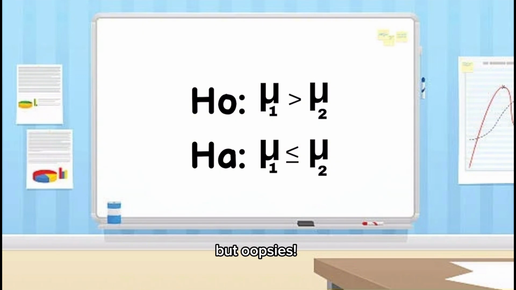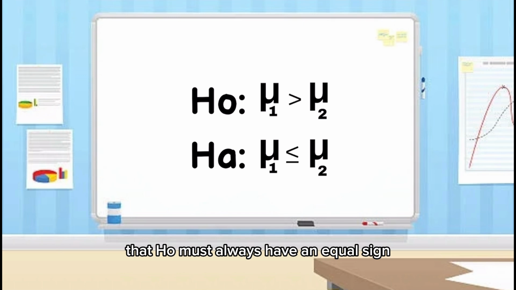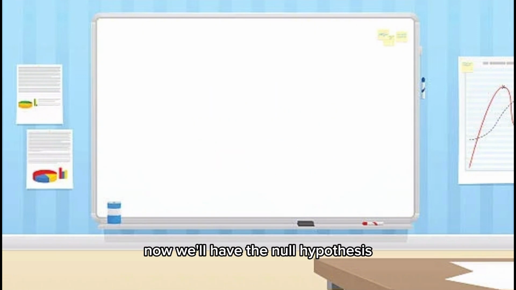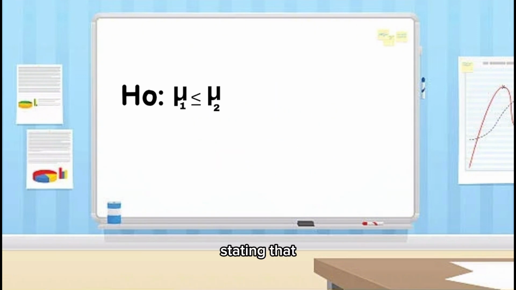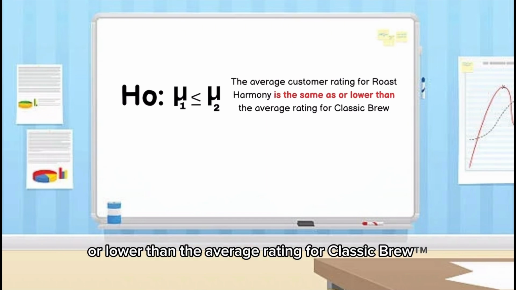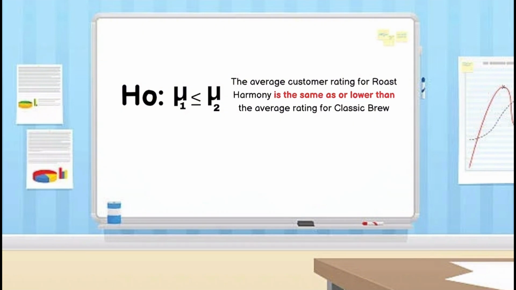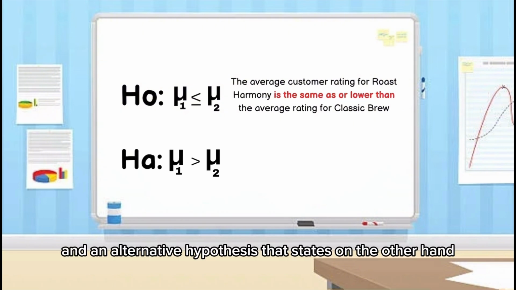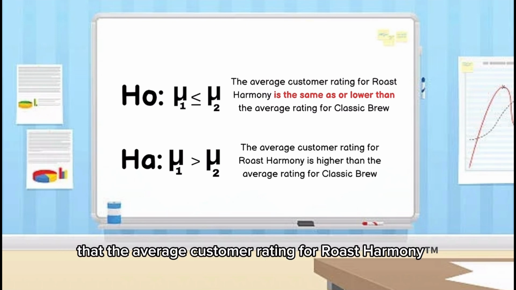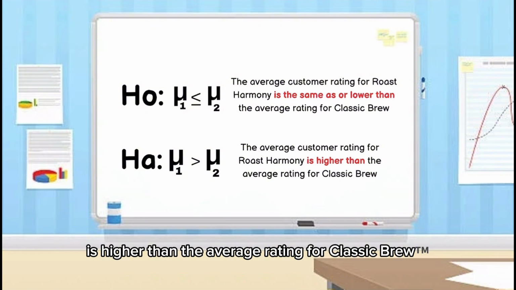But, oopsies! We mentioned earlier in step 1 that H0 must always have an equal sign, so we need to interchange them. Now we have a null hypothesis stating that the average customer rating for Roast Harmony is the same as or lower than the average rating for Classic Brew, and an alternative hypothesis stating that the average customer rating for Roast Harmony is higher than the average rating for Classic Brew.